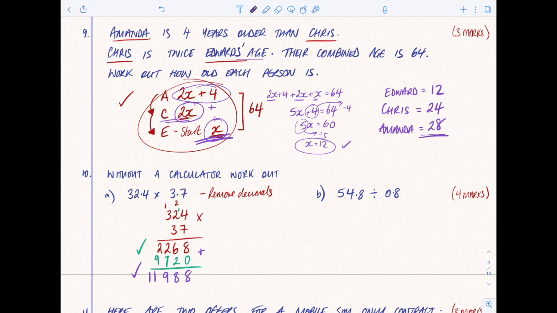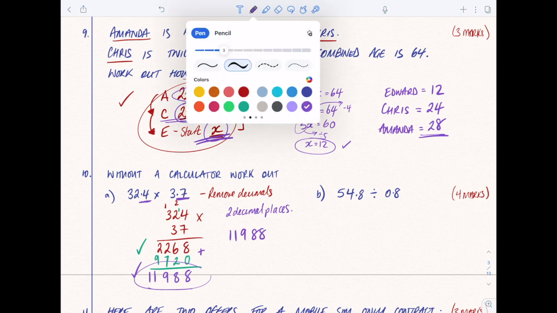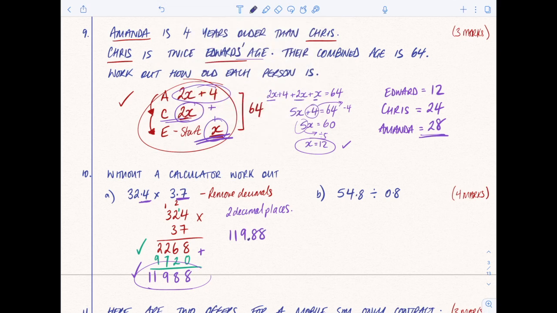Okay, really important. In the question, there's one decimal place there and one decimal place there. So that's 2 decimal places altogether in the question. So what I need to make sure is in this answer here, so 11988, I have 2 decimal places. So my 2 decimal places are going to be here because there's an 8 and an 8 there. And that makes my 2 decimal places.